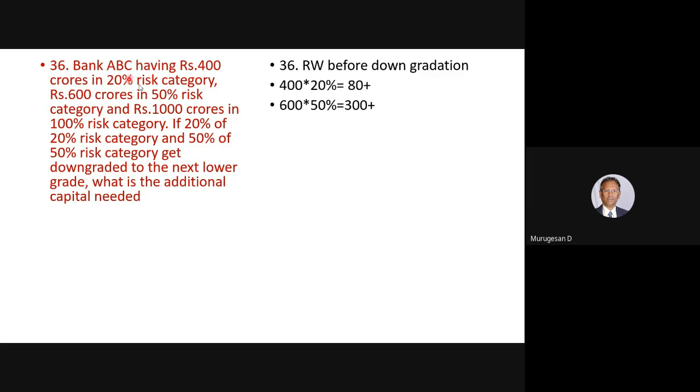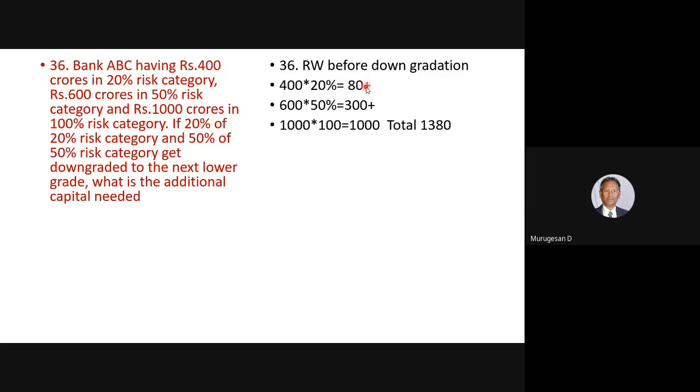It's nothing but downgrading, going to the next grade. What is the next grade for 20%? The next grade is 50%. When it is lower, it means 100% risk. Only 3 risk categories they have given in the exam question. So first you calculate the normal risk weight. 400 in what category? 20. So 400 into 20% risk weight is 80.